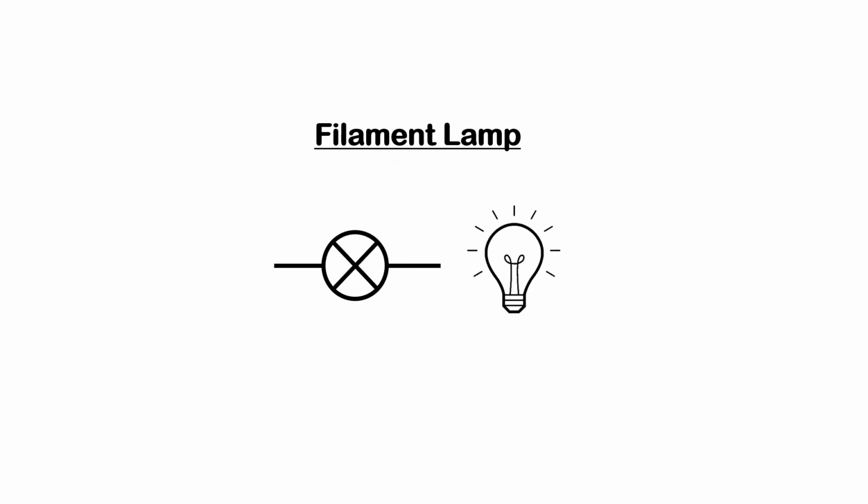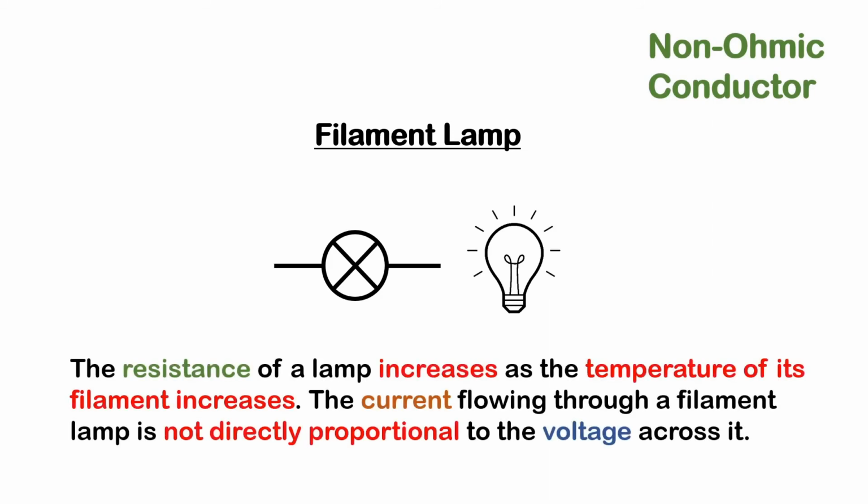Let's now talk about our second electrical component, the filament lamp. The bulb contains a thin coil of wire called a filament. This heats up when an electric current passes through it, producing light. Unlike the fixed resistor, a filament lamp is a non-ohmic conductor. The resistance of the lamp increases as the temperature of its filament increases. Therefore, the current flowing through the filament is not directly proportional to the voltage across it. This is in violation of Ohm's law.